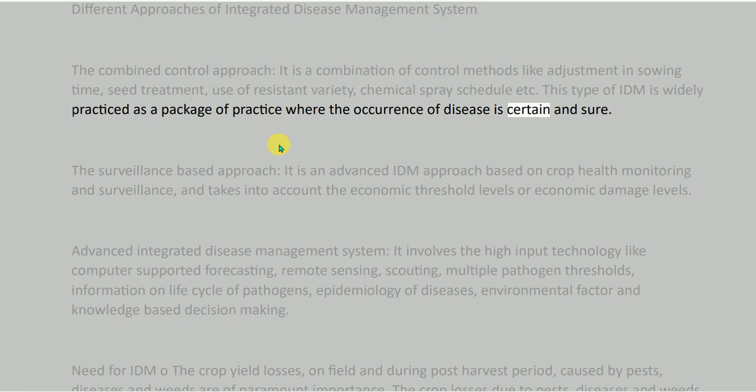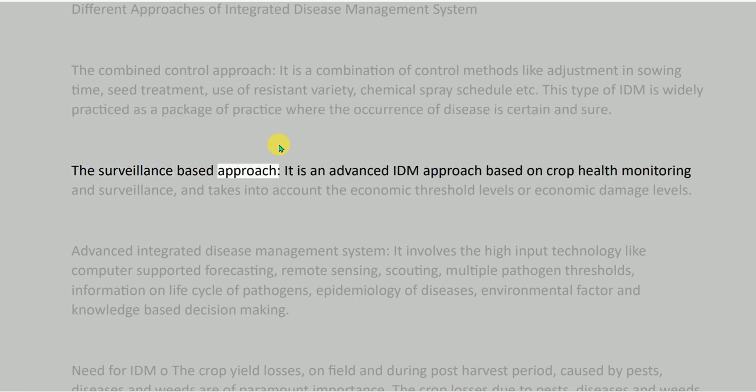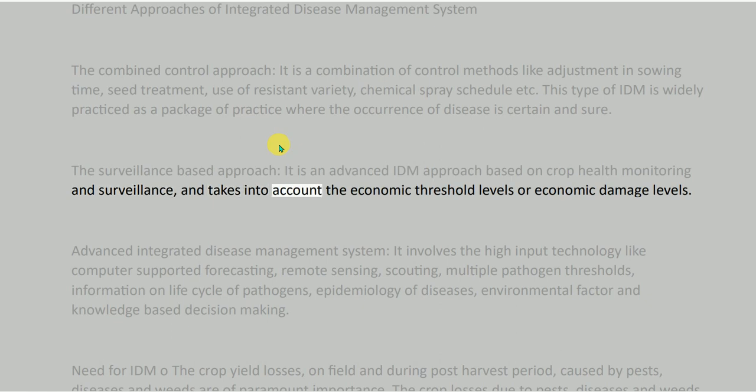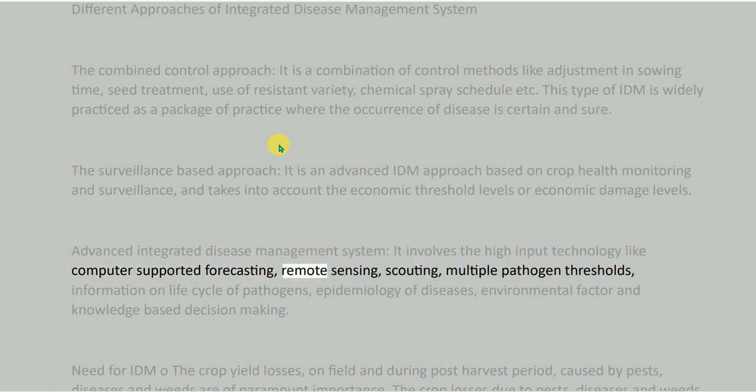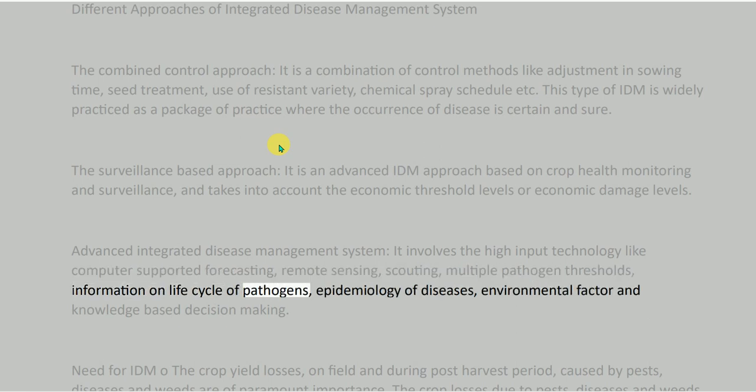It is an advanced IDM approach based on crop health monitoring and surveillance, and takes into account the economic threshold levels or economic damage levels. Advanced integrated disease management system involves high input technology like computer-supported forecasting, remote sensing, scouting, multiple pathogen thresholds, information on life cycle of pathogens, epidemiology of diseases, environmental factors and knowledge-based decision making.